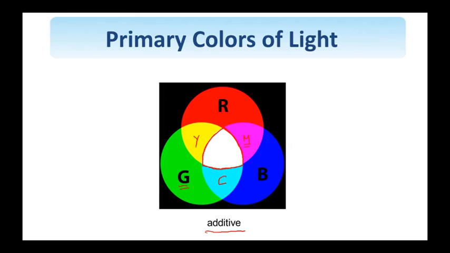This is an example where we have separate guns for RGB, and it's their combination that will allow the generation of all possible additional colors.